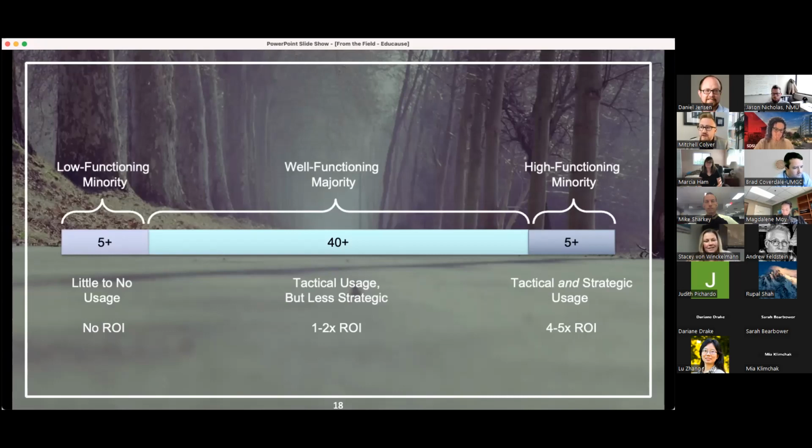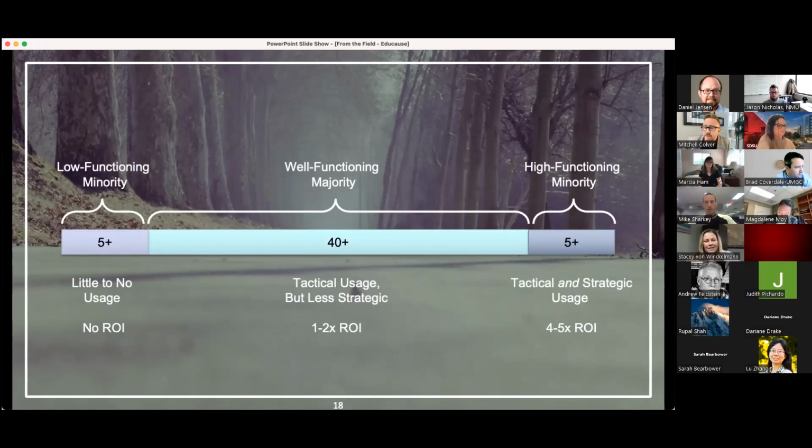In the middle, the well-functioning majority, what we see is a lot of what I would describe as tactical usage, but less strategic in nature. And that's what today's webinar is about, actually. How are we going to move from that well-functioning middle to the high-functioning minority? How are we going to make that transition? And I have some ideas for you about that. Actually, EDUCAUSE does. But what I see a lot at these customers is this tactical usage, but less strategic.